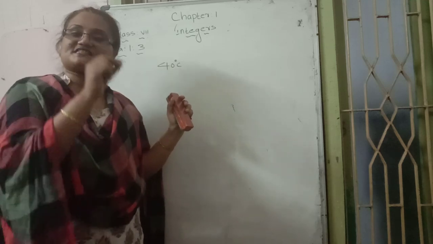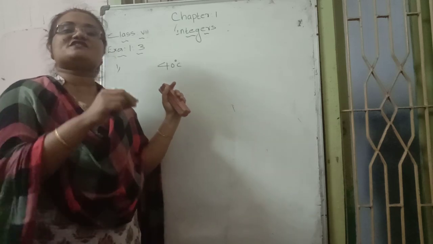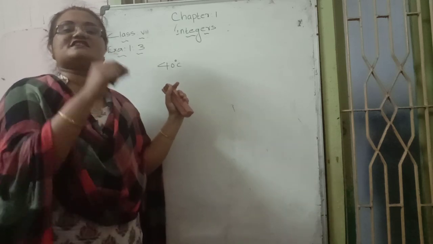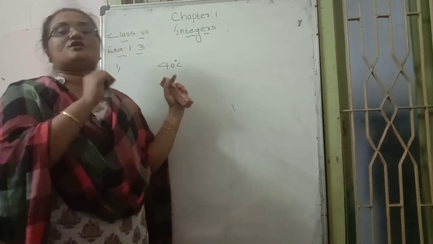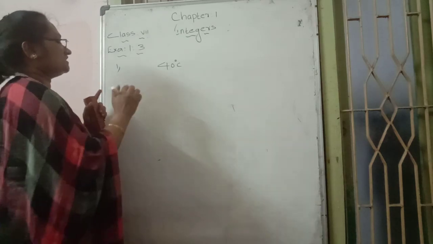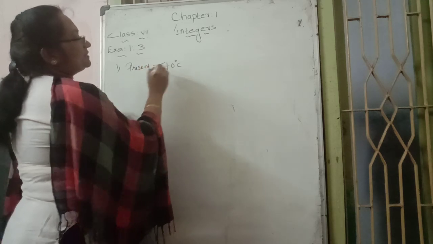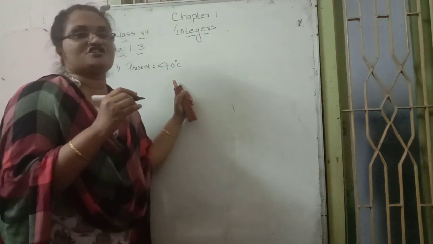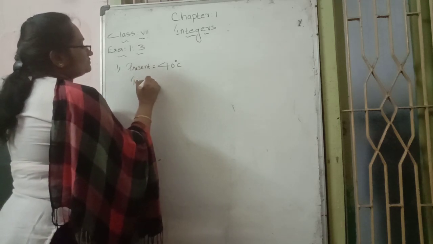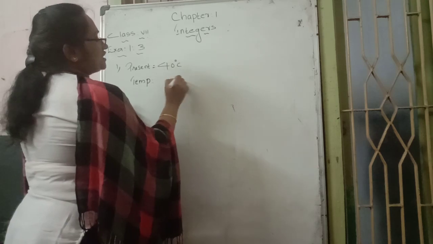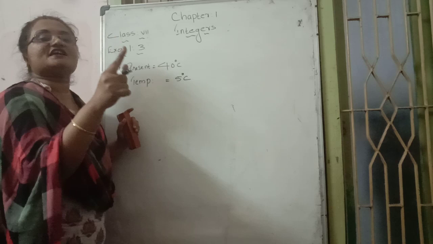The question says that the present room temperature is 40 degrees Celsius. Then each hour 5 degrees Celsius is reducing. Then after 10 hours, what is the room temperature? So how to find it? We know that the present room temperature is 40 degrees Celsius. Then the temperature reduction is how much? The temperature is reducing 5 degrees each hour.